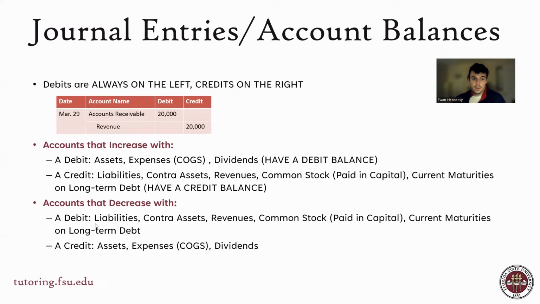Accounts that decrease with a debit, so liabilities, contra assets, revenues, basically just doing the opposite, right? Seeing a trend here? So if we increase with one side, you decrease with the other.